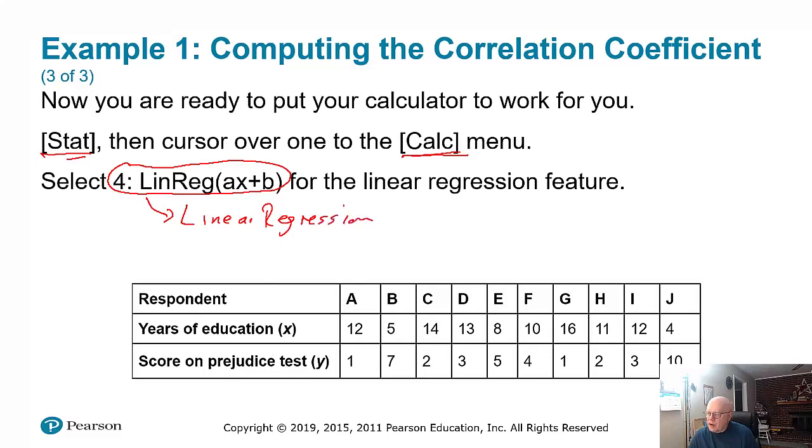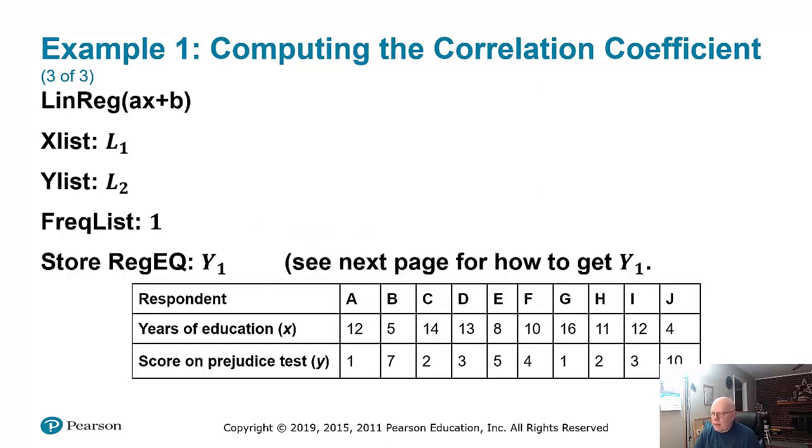Now, if you've got a sharp eye, you'll notice there's a second one. But I stick with number 4 because this resembles what we did in algebra, both in this class and in previous algebra classes you may have had. So I stick with number 4. Now, once you hit that number 4, you're going to get your own menu. At the top, it says LinReg AX plus B, because that's the kind of regression you're going to be doing, the kind of calculations you're going to be doing.